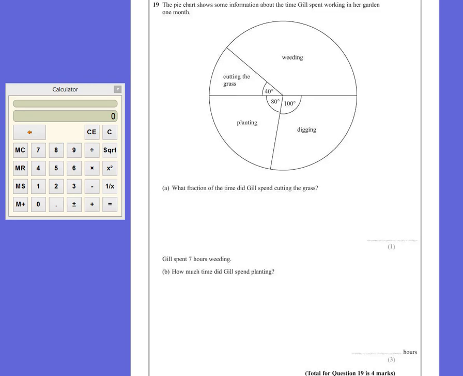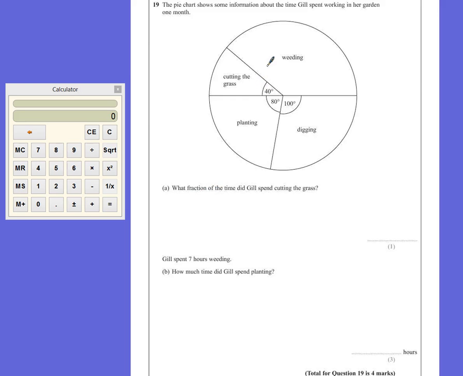Question 19. The pie chart shows some information about the time Jill spent working in her garden in 1 month. Part A. What fraction of the time did Jill spend cutting the grass? Well, the only information we're given is angles.